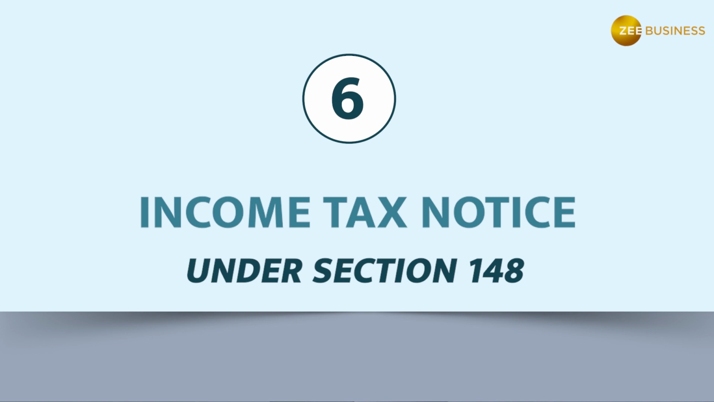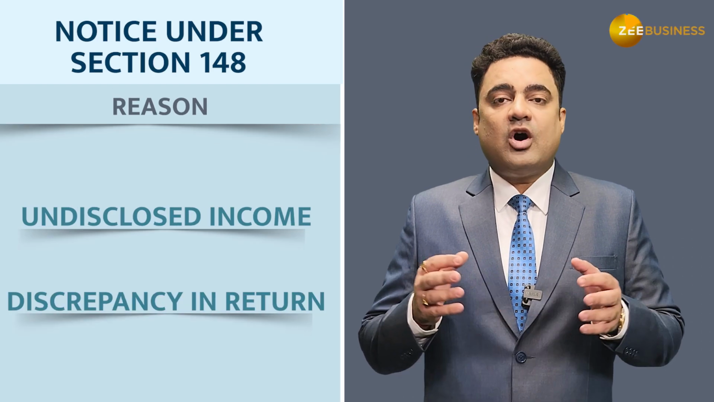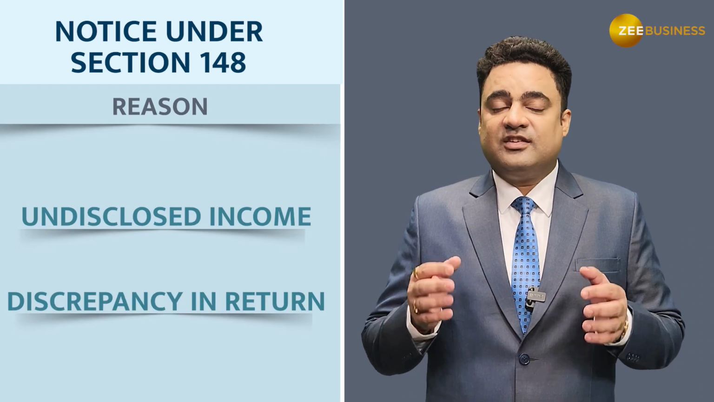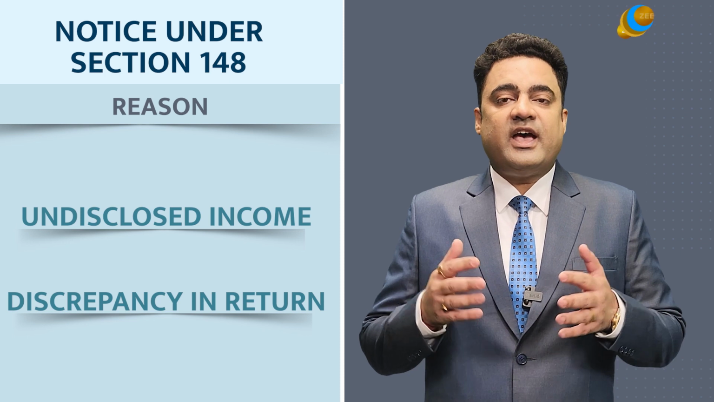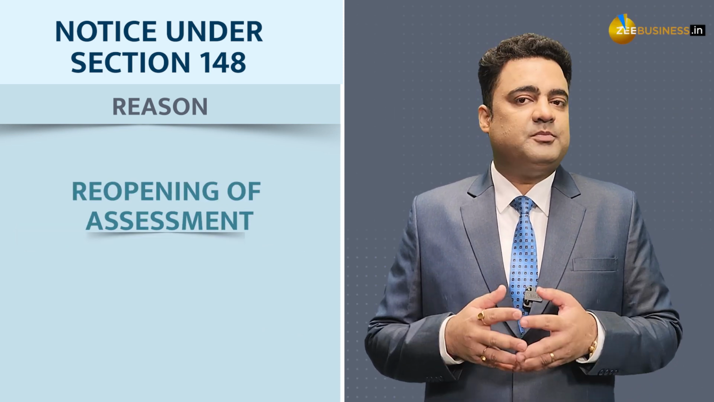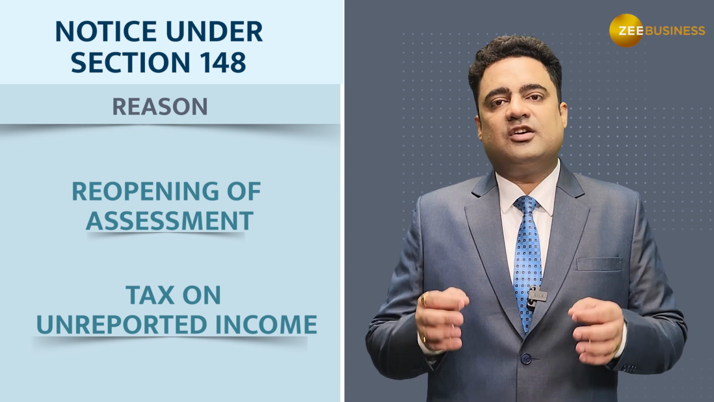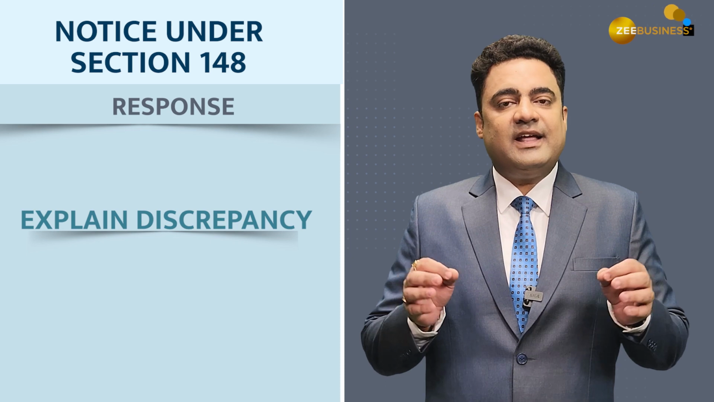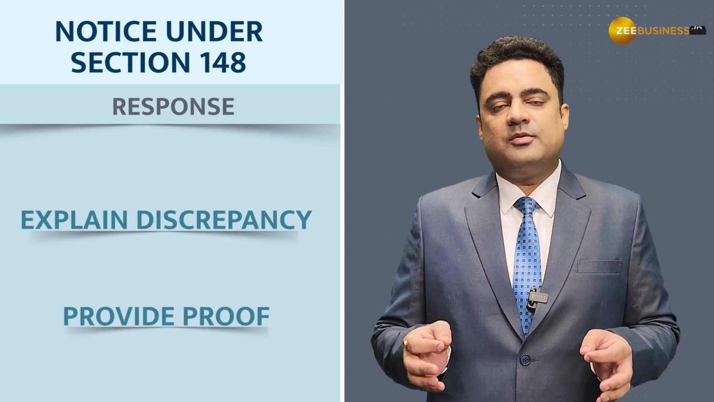Point number 6, notice under Section 148. It is issued when the assessing officer identifies potential undisclosed income or discrepancies in the return and has reason to believe that a taxpayer's income has escaped assessment. This is the precursor to the reopening of the assessment process to assess and tax the unreported income. Here also, the taxpayer has an opportunity to respond and explain discrepancies or unreported income.